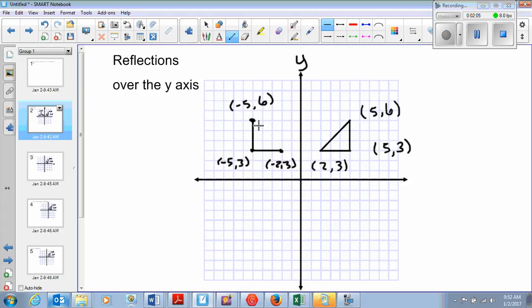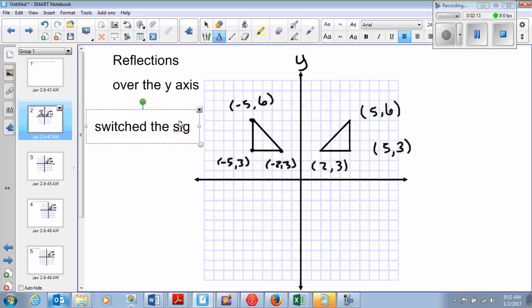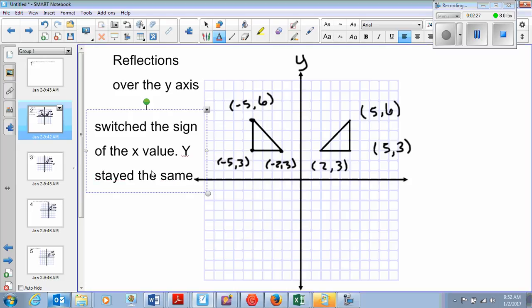Notice what changed. Our values are still the same, but what actually happened is we switched the sign of the x value. Y stayed the same. So when we reflect across the y-axis, the x values change their signs, the y values stay the same. If we had been reflecting from here to there again, we would have changed from negative 5 to positive 5, from negative 5 to positive 5, and from negative 2 to positive 2. Notice how they look the same. They're mirror images of each other.